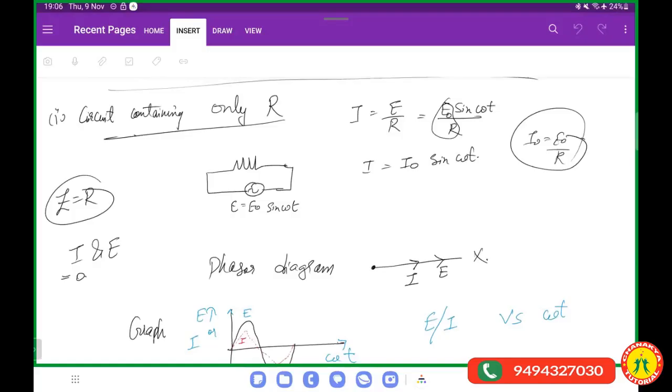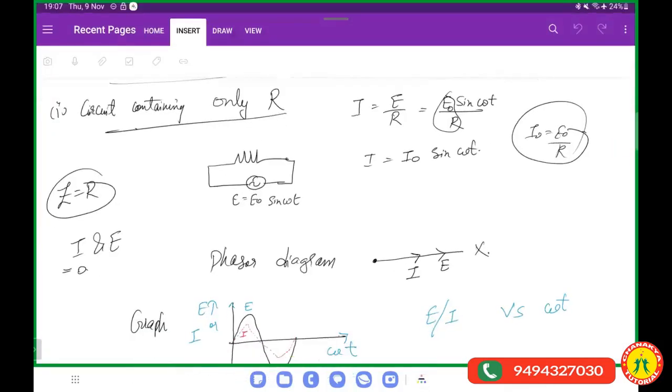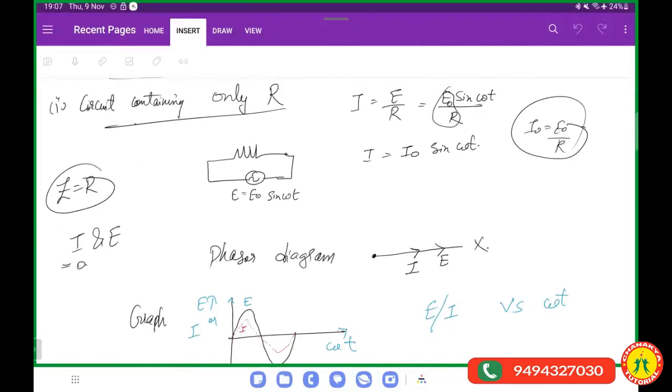So we saw yesterday the circuit containing R only. In that, what did we find? Was the phase difference in resistance only? Was the phase difference in the circuit containing R only?